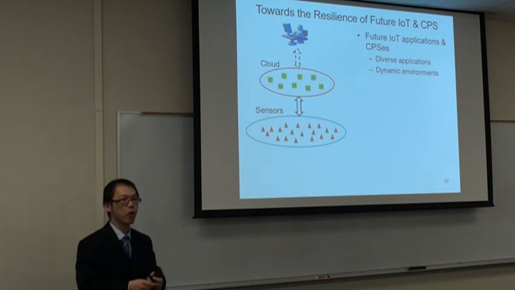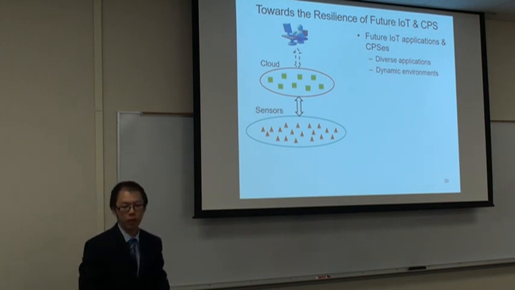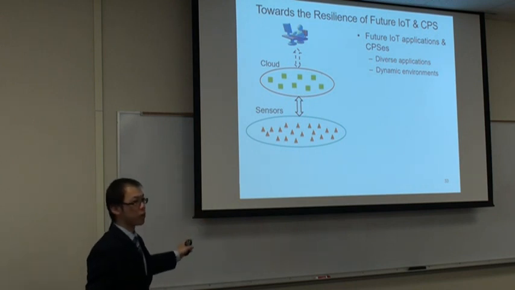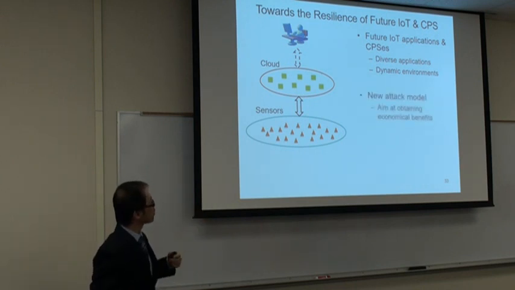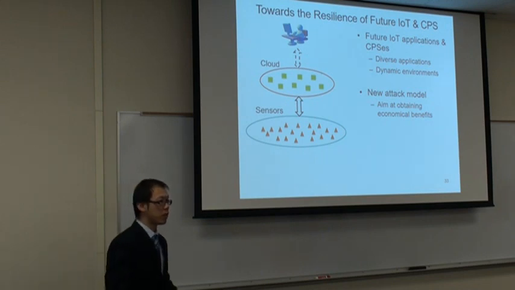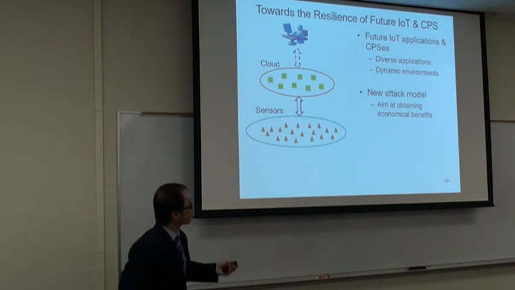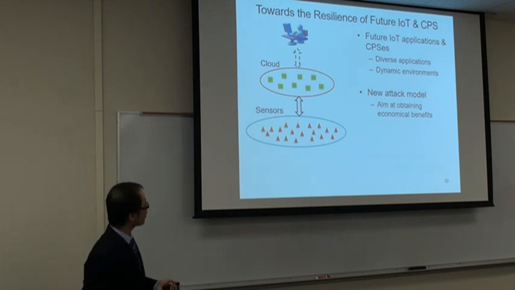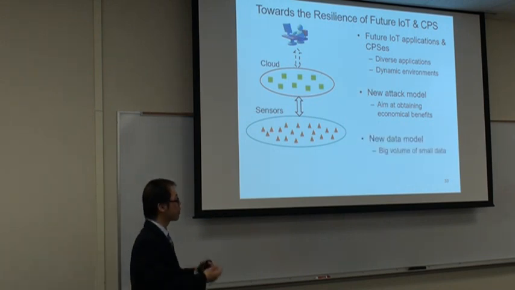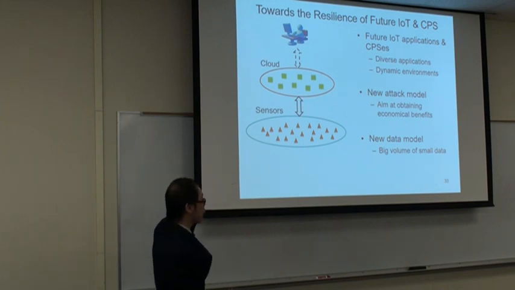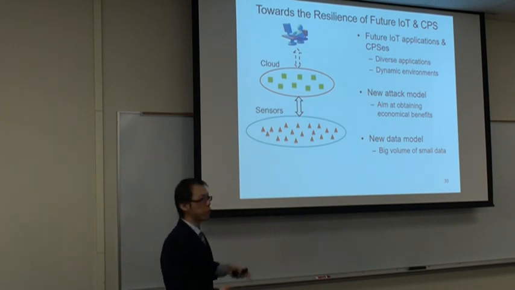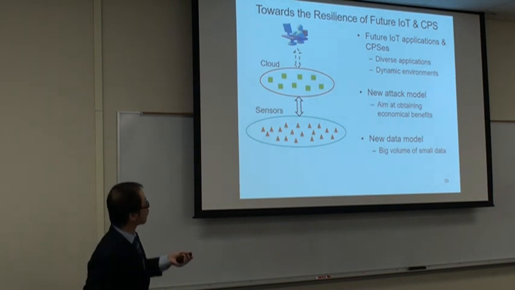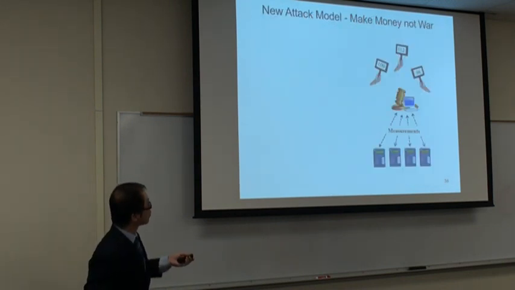In its computing environment, the configuration changes very quickly. But there are two unique aspects of this environment I would like to talk about in my future research. One is thinking about a different attack model, such as one aimed at obtaining economic benefit instead of introducing physical damage. The second is a new data model specific to this environment. It's not just big data, but a big volume of small data. I'll describe these two directions in a little more detail here.